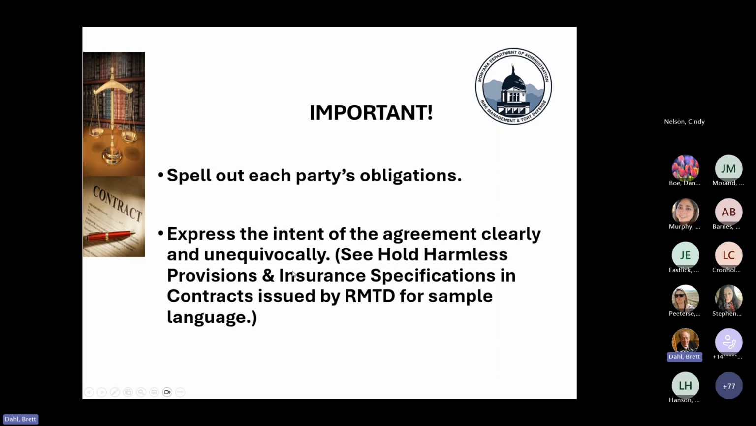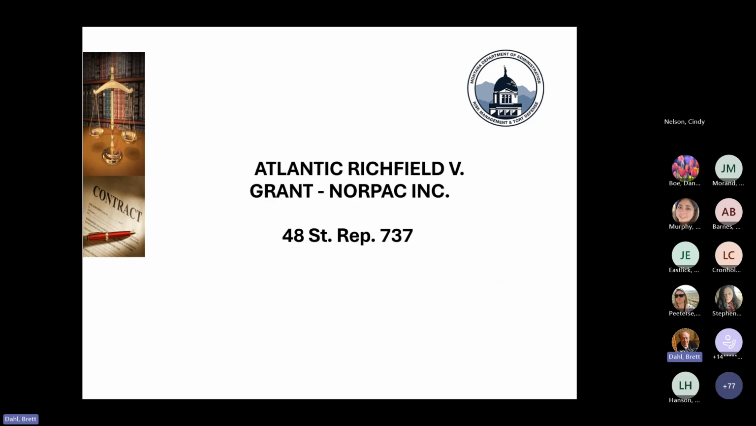So it's important in your contracts to spell out the parties' obligations and express the intent of the agreement clearly and unequivocally. We have some specifications, some boilerplate, which we put on our website and we've shared with procurement and worked with them and their task force on. It's been a great partnership, and we're on the same page. And so our recommendations parallel their boilerplate and their language, but we want to be clear.